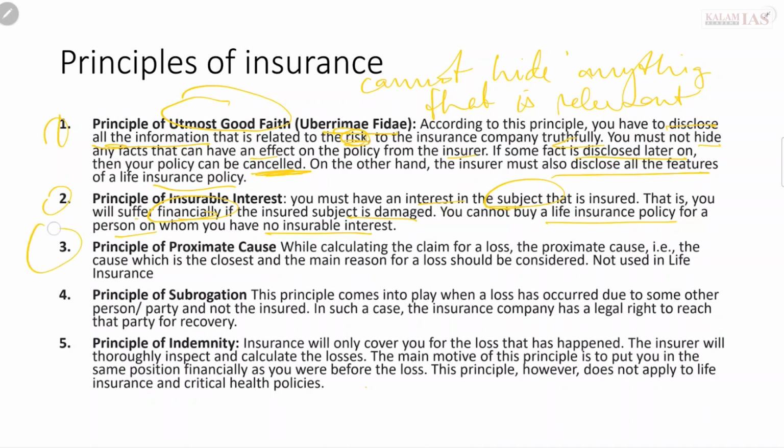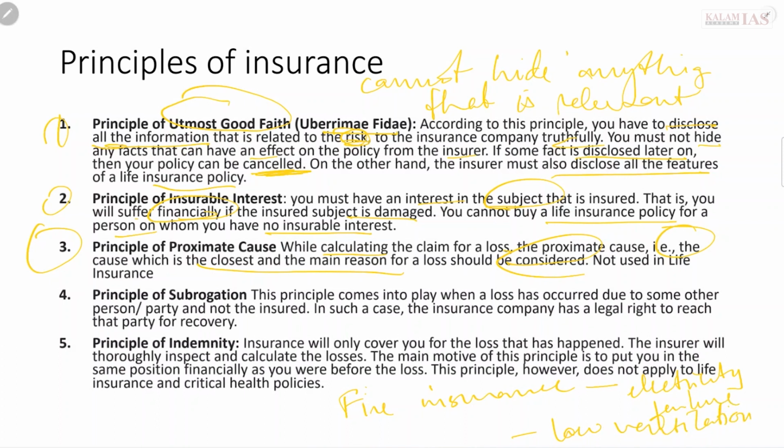Next is the principle of proximate cause. Proximate cause means that while calculating the claim for a loss, the proximate cause, the cause which is closest and the main reason for loss, should be considered. So for example, in a fire insurance, if the fire was caused due to electricity failure, that will be considered. Just because there was low ventilation that the fire grew, or possibly that there was also some oil in one of the containers in the godown that the fire got worse, that does not mean that the insurer can deny the insurance claim.